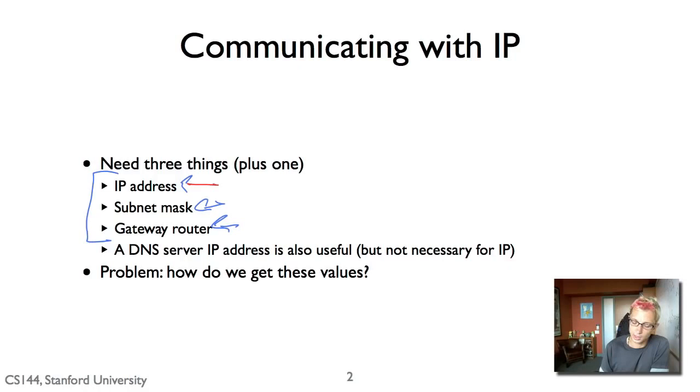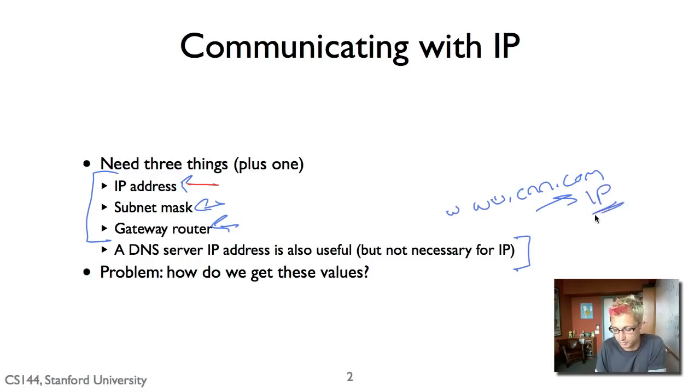In addition, often it's very useful to have this fourth thing, which is the IP address of a domain name service server, or domain name system server. This is basically what allows you to translate names like www.cnn.com into an IP address. You don't need this per se to communicate with IP if you just know the IP address, but it's very, very useful for most applications and for people.